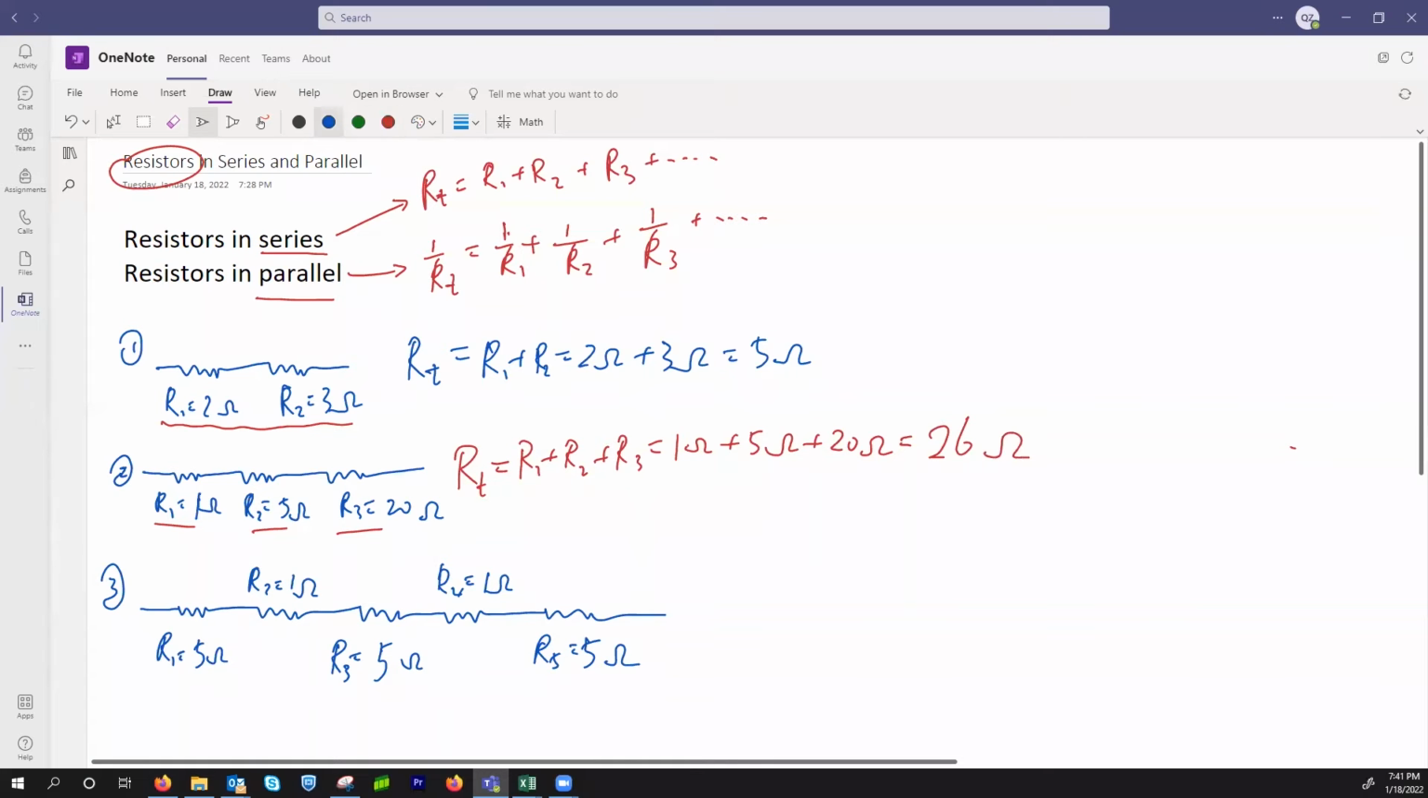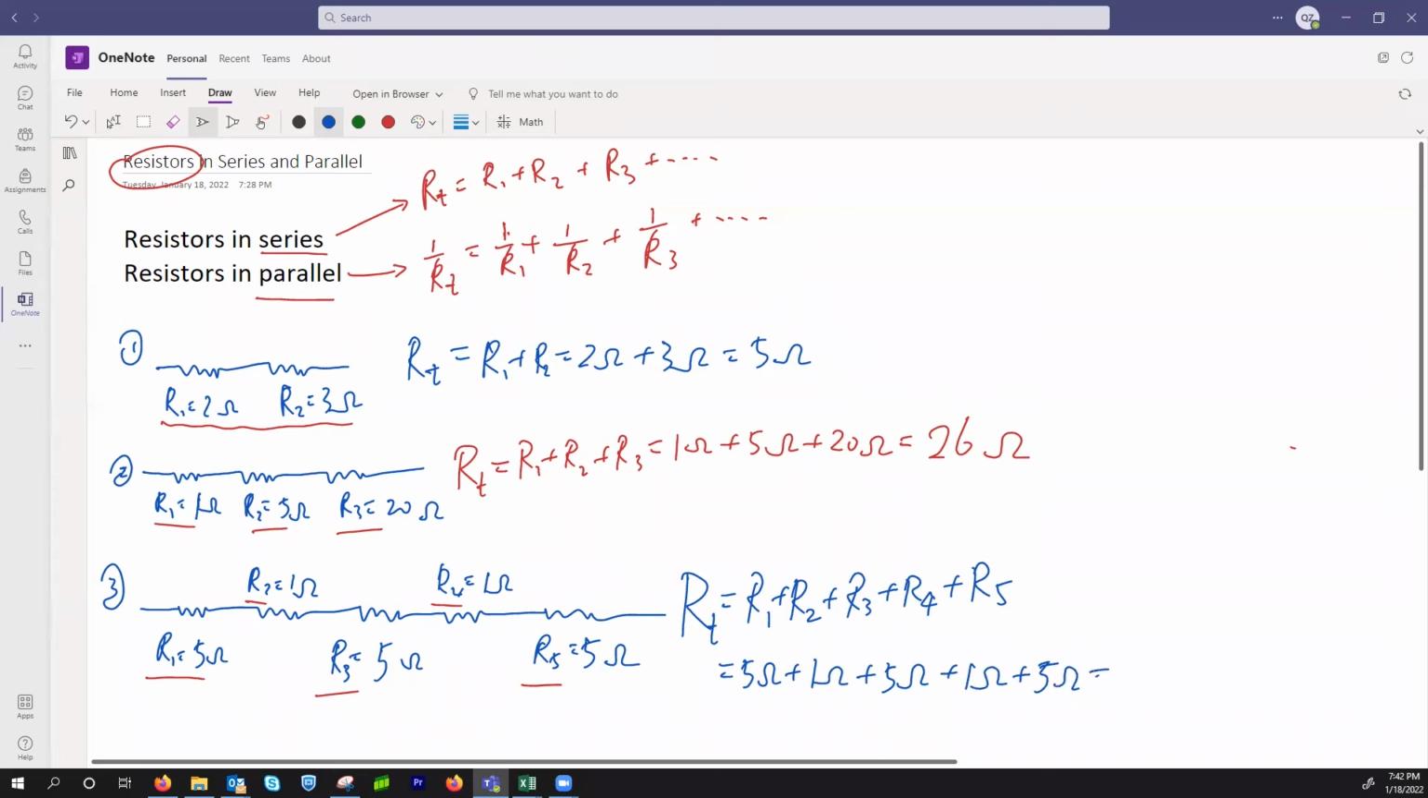Now let's take a look at the example number 3. Again, by looking at the connection, it is pretty straightforward that they are connected R1, R2, R3, R4, R5 in series. So the total value would be based on the principle by adding all the numbers together. Now let's do the substitution. R1 equal to 5 ohm, R2 1 ohm, R3 5 ohm, R4 1 ohm, R5 5 ohm again. Now add the numbers together equal to what? 17 ohm. So that will be our final answer.